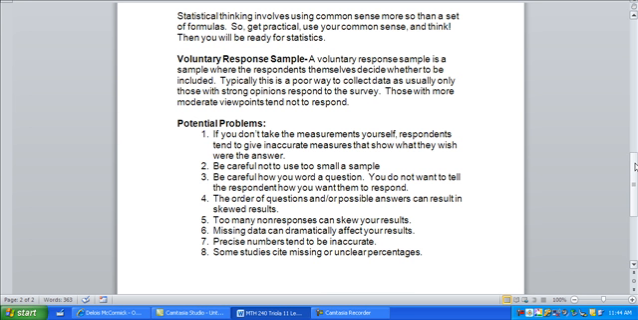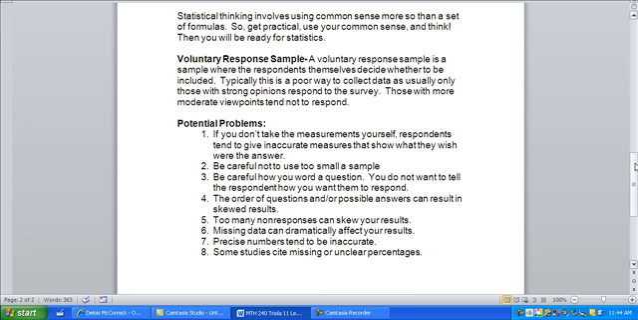What you end up getting is the people who have extreme values and or extreme opinions on the particular subject at hand. So potential problems if you don't take the measurements yourself, like if you're asking people what their height and weight are, they tend to give inaccurate measures, so it's better to have a measuring tape and a set of scales so that you can actually weigh them and measure their height.